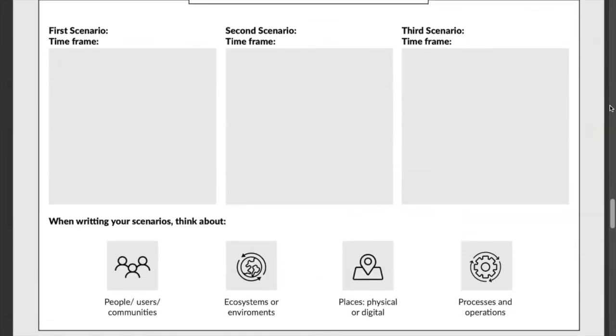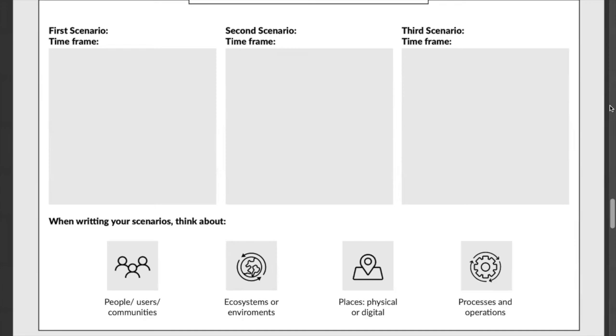When writing your scenarios, think about 4 things. First, people, users, or communities. Remember that this is the drive of your scenarios. Then think about the ecosystem of the environment, the situation at which the scenario will be occurring. Is it in your own organization? Would it be worldwide? How would it be connected to different stakeholders, etc.? Third, think about the place. Is it physical or is it digital? Or is it a bridge between the 2 of them?